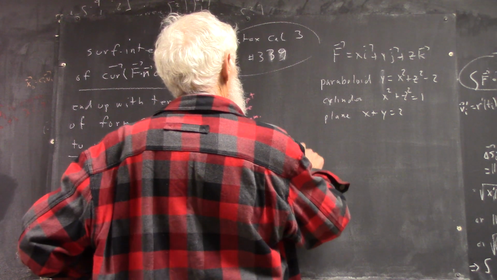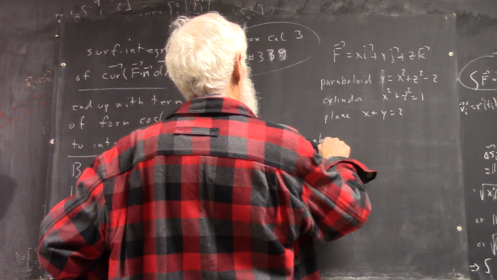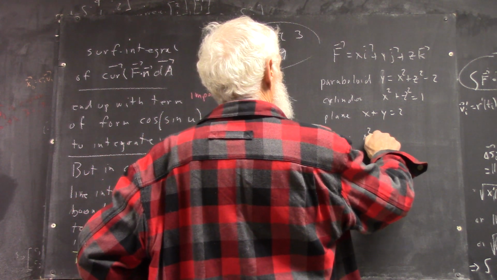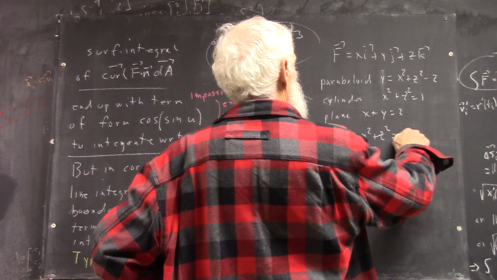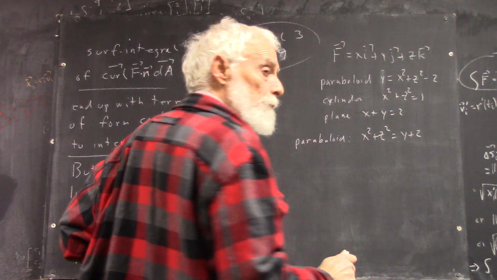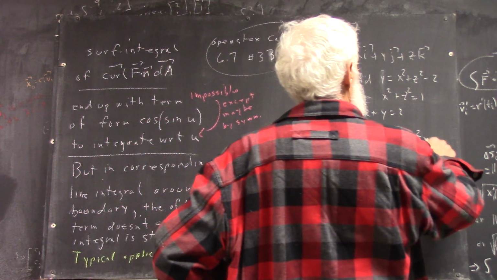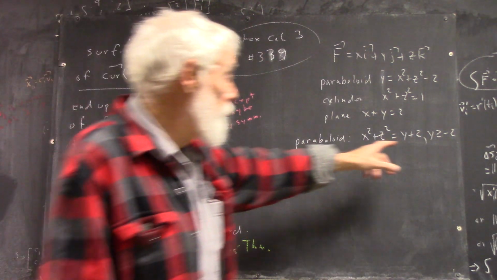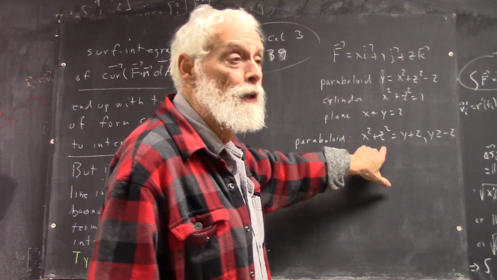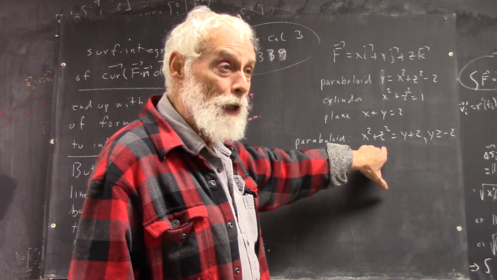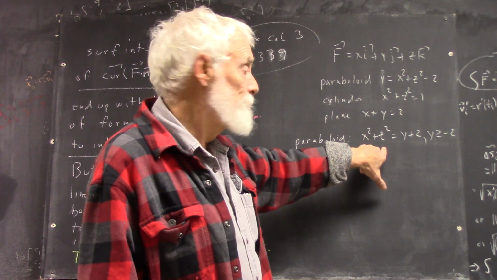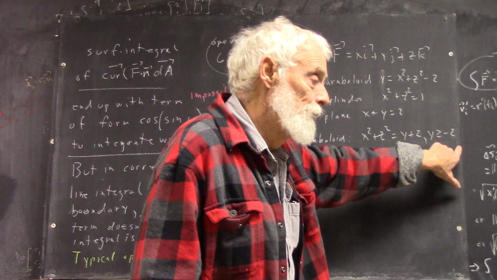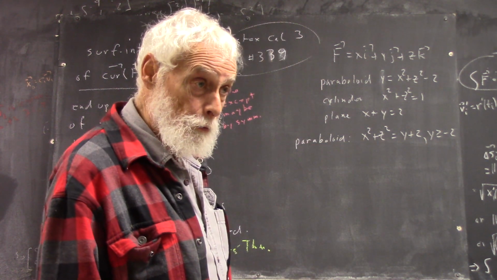So the paraboloid could also be written x squared plus z squared equals y plus 2. And of course, y has to then be greater than negative 2. This isn't given, but you see this immediately because the sum of two squares is at least 0. So y plus 2 has to be at least 0, meaning y has to be greater than or equal to negative 2, right?